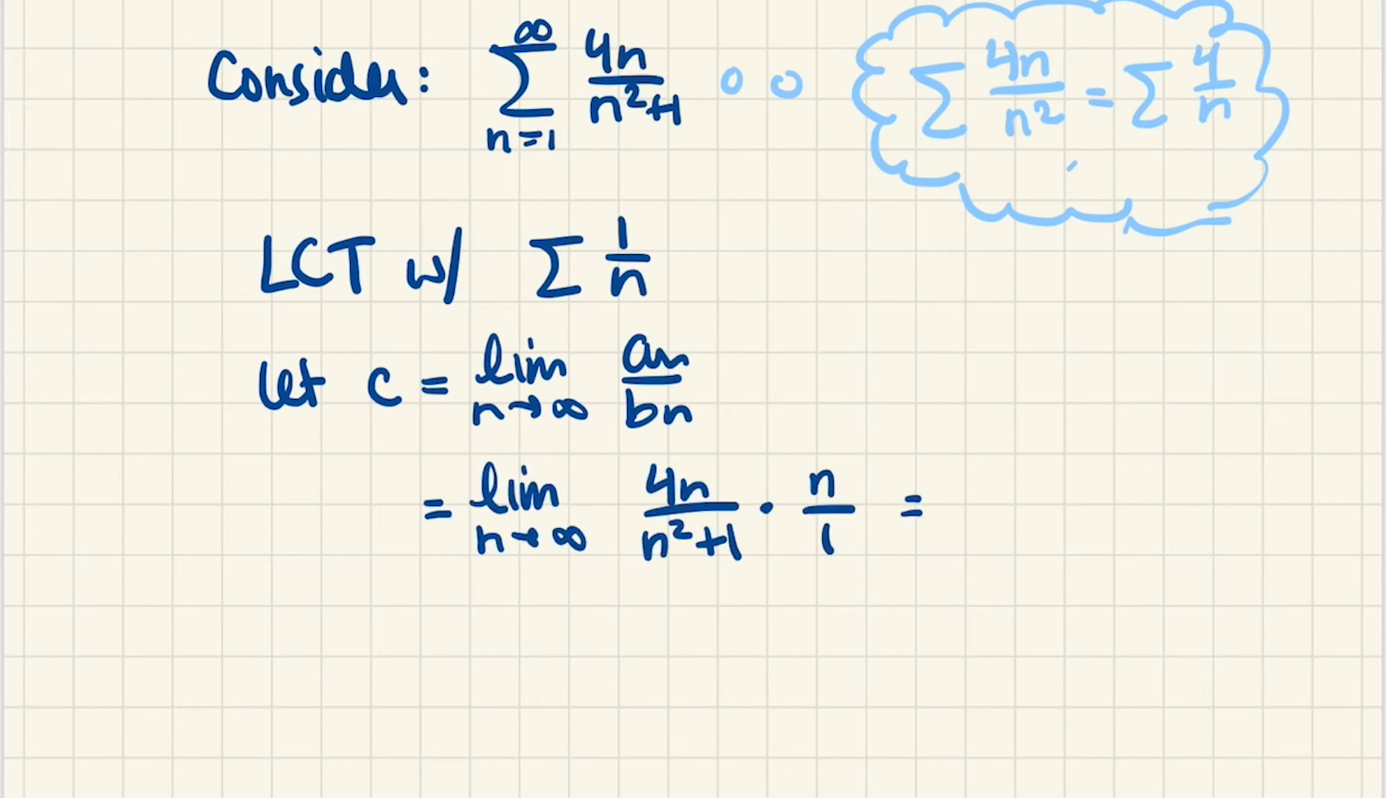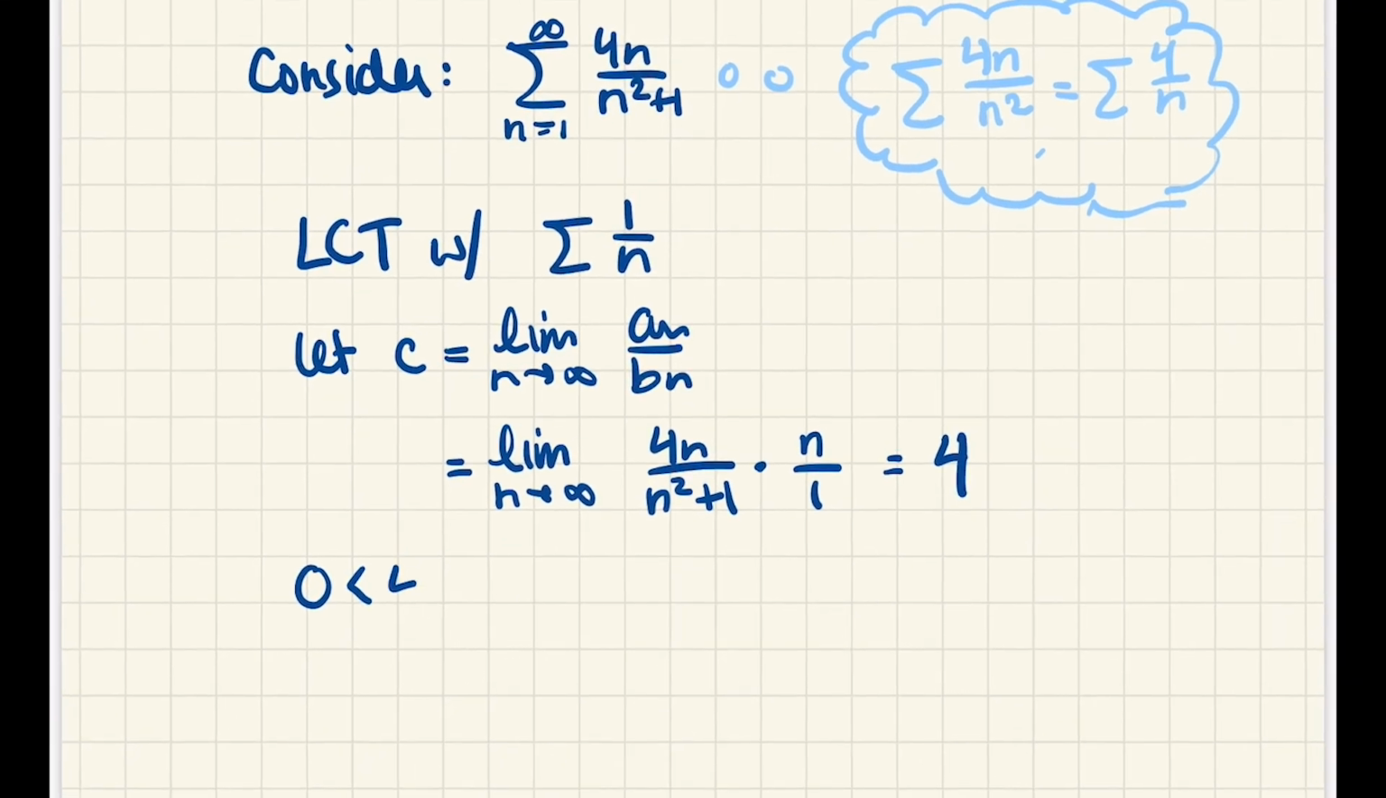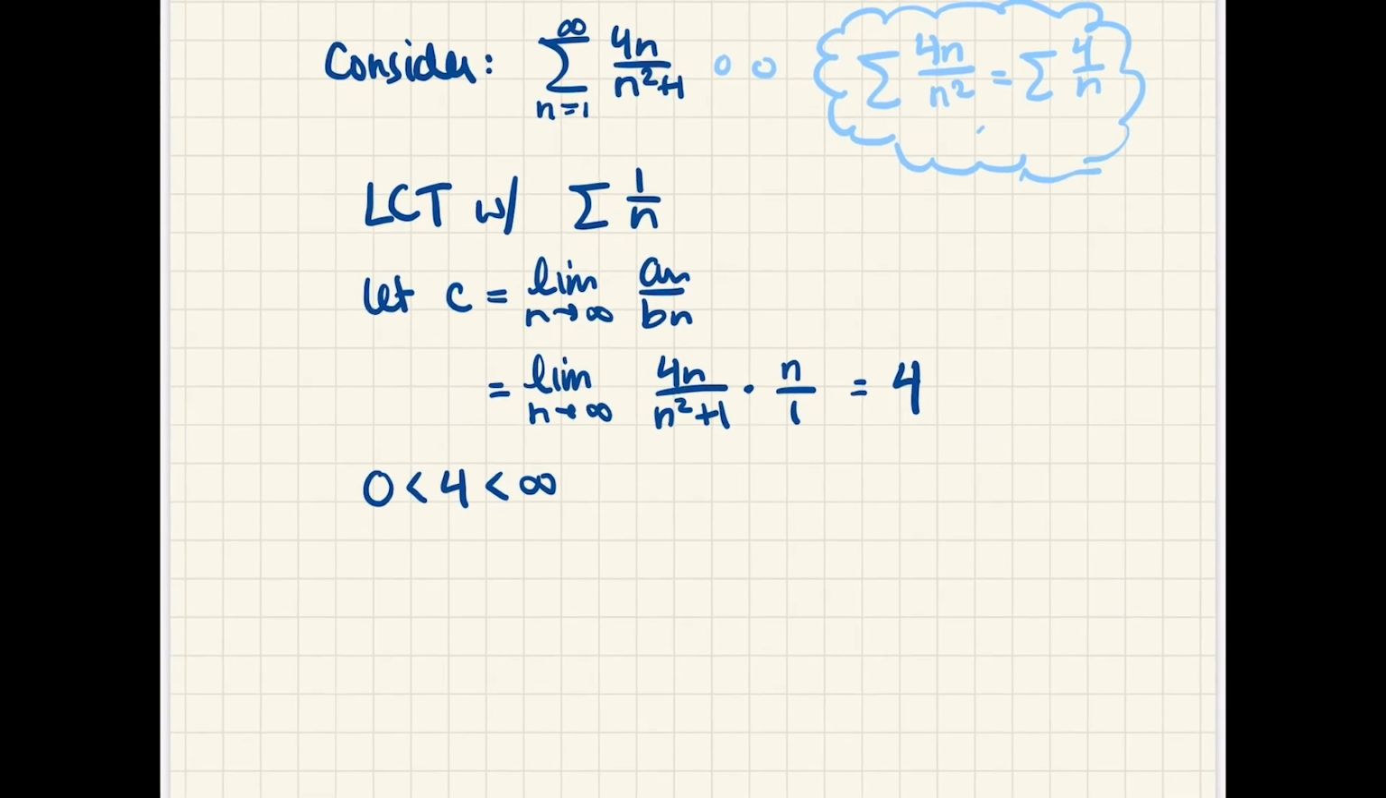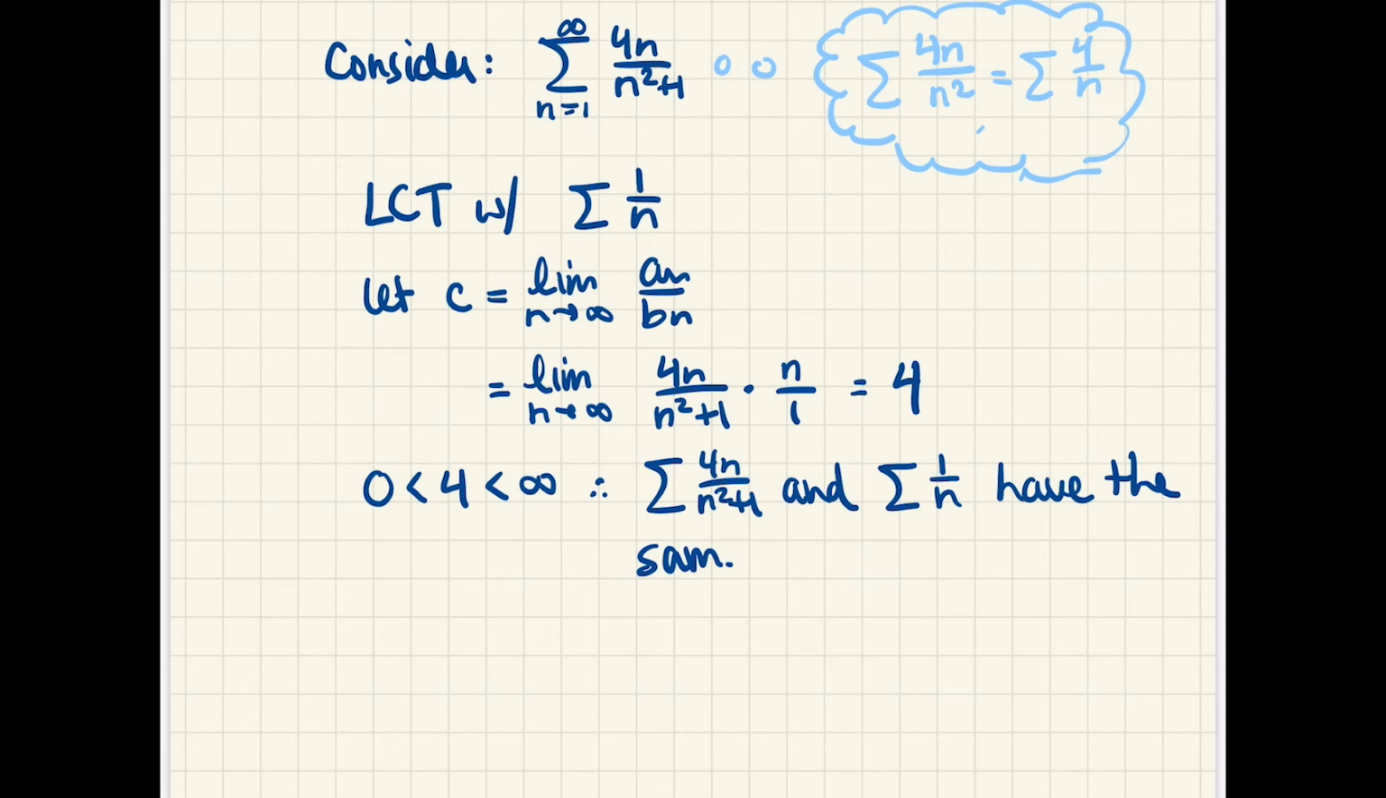So this limit here approaches 4. Okay, what is it about 4 from which we can draw a conclusion? Well, 4 is greater than 0 and less than infinity. So therefore, these two series have the same behavior. Okay, we need to acknowledge the series we're comparing to is divergent.